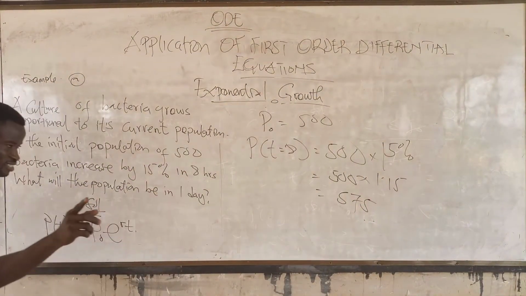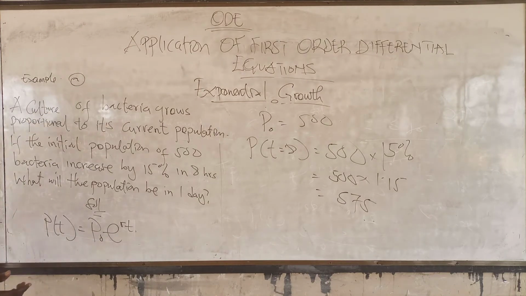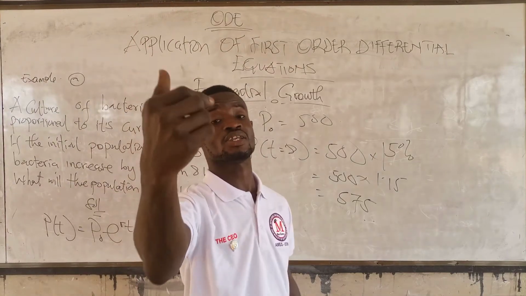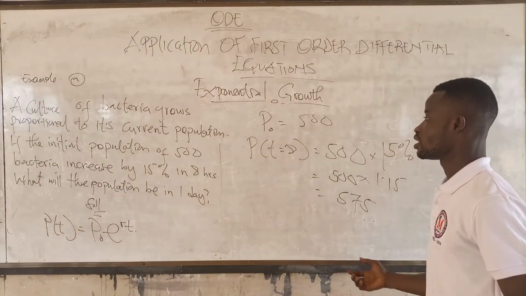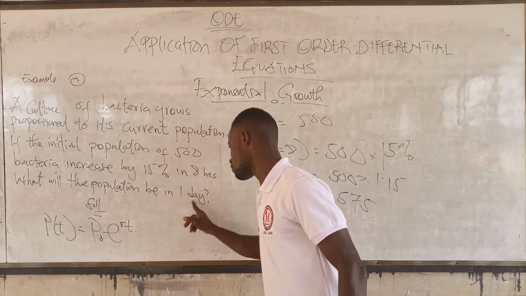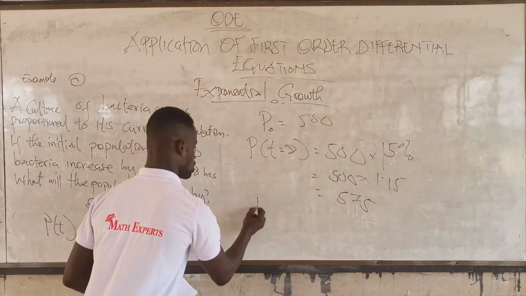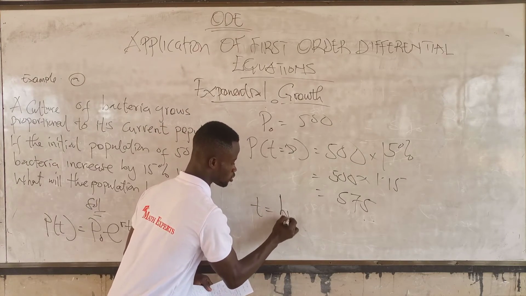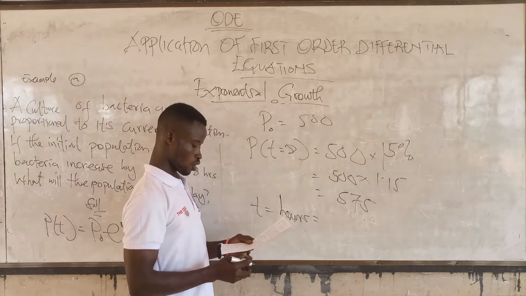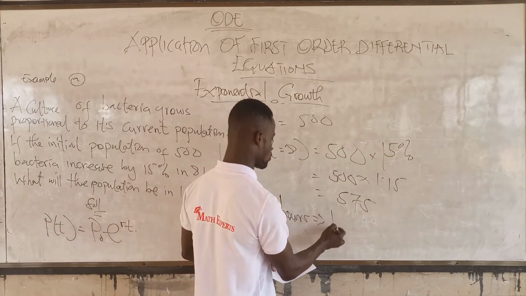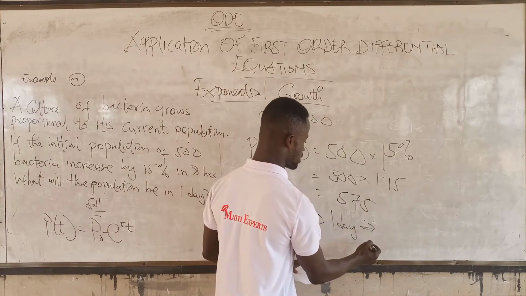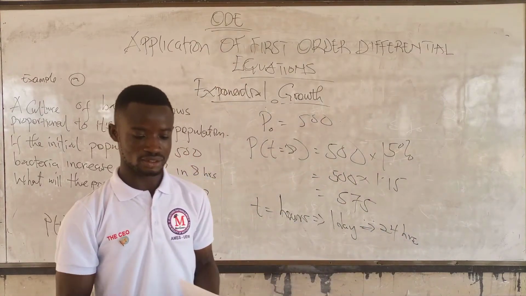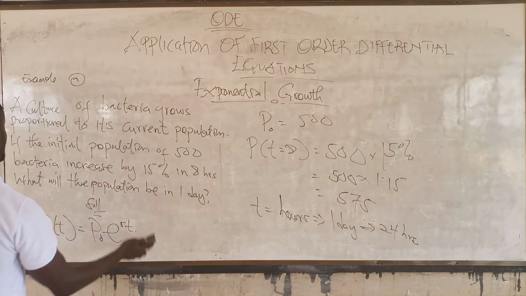Now the question is, what will the population be in 1 day? In 1 day. But here, since this is given in hours, then let's convert. So we know that the T here is supposed to be in hours. Alright. So that means that 1 day will be 24 hours. 1 day is going to be 24 hours.